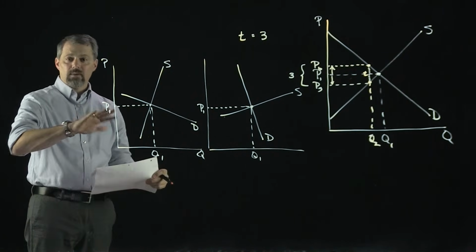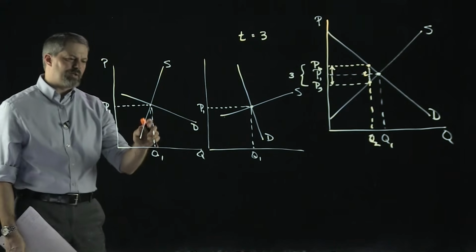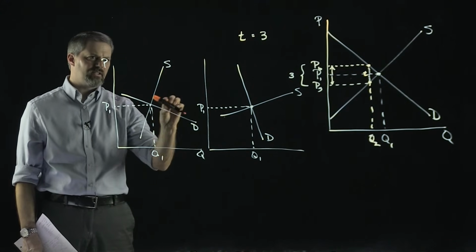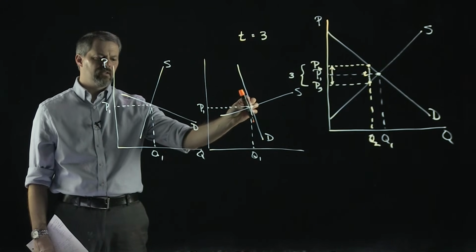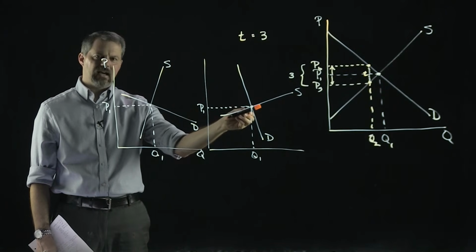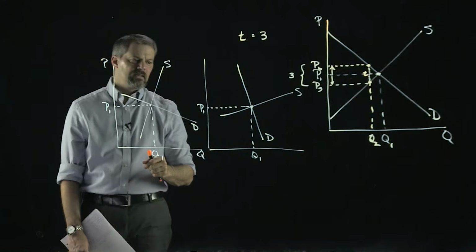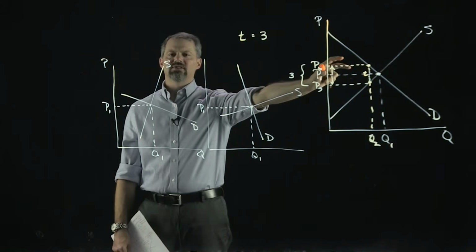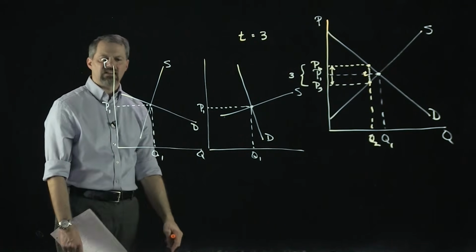Let's start by thinking about the demand curve. In this picture I've got elastic demand, and in this picture I've got inelastic demand. Here I've got inelastic supply, and in this one I've got elastic supply. Okay. Now let's use this procedure for figuring out the effect of a tax.